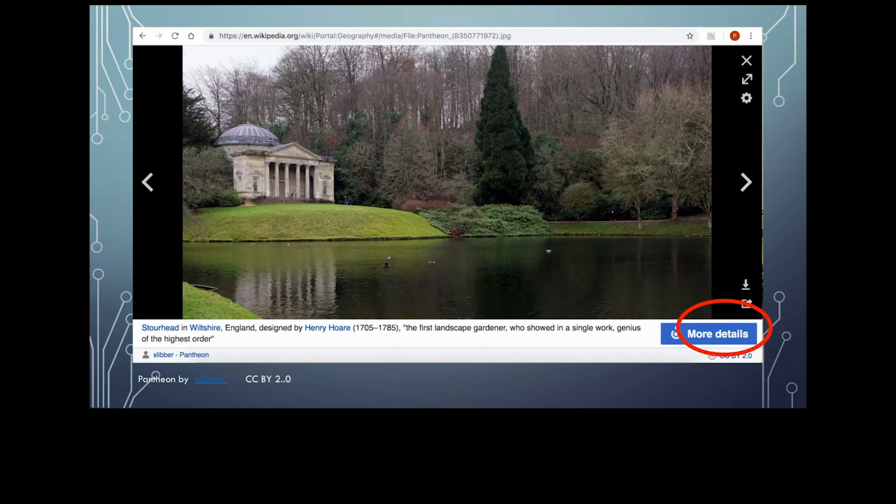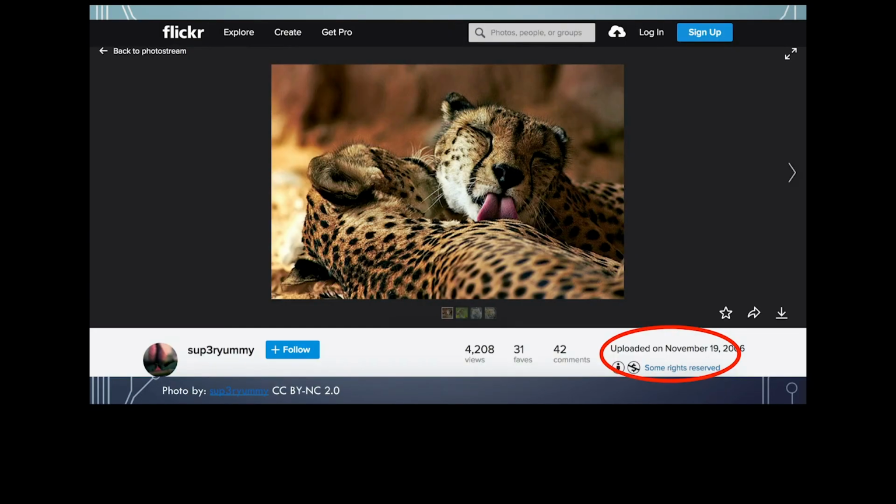Perhaps you've clicked on a picture on Wikipedia. If you notice, you'll see these combinations of letters below the picture. For example, this picture has a CC BY 2.0 license. This is a Creative Commons license. Another example is this picture on Flickr. Instead of the combination of letters, you see these combinations of symbols. This work is also licensed under the Creative Commons regime.